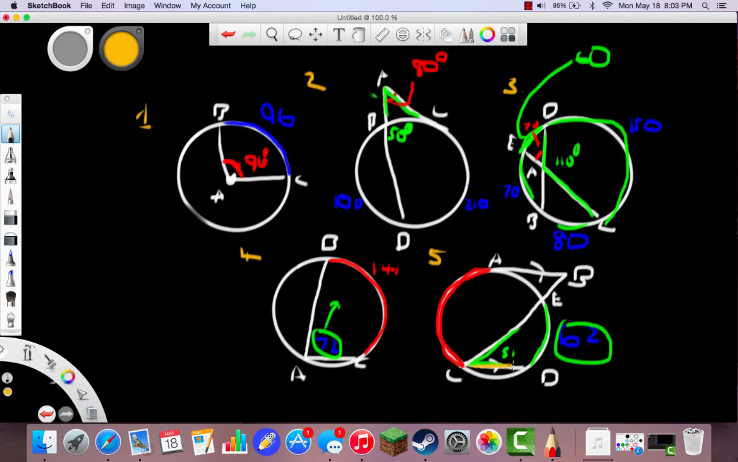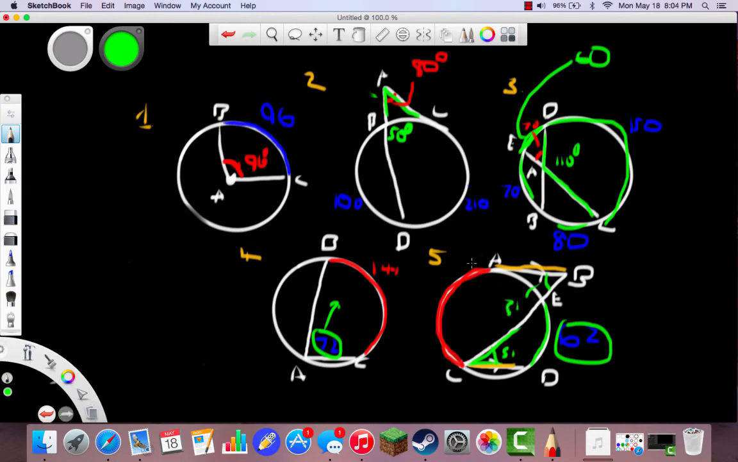But wait, I put in the extra thing that line CD and line AB were parallel, correct? Correct. And from that, we know many things: alternate interior angles, alternate exterior angles, and some other ones that I forget. Because these are parallel, we know that this would be congruent to that by alternate interior angles. And so this would end up being 31 degrees as well. Okay?